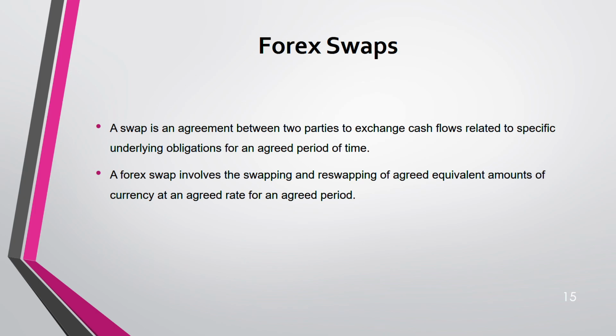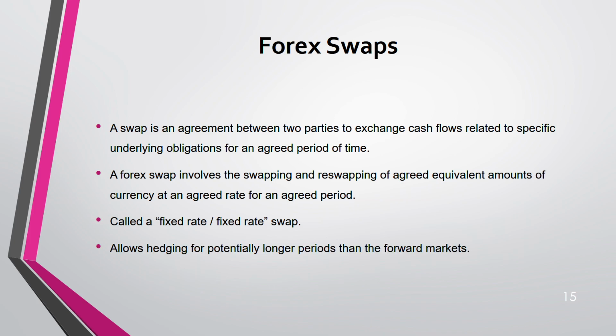Forex swap involves swapping and reswapping of an agreed equivalent amount of currency at an agreed date for an agreed period. It could be called fixed rate for a fixed rate. Why do we go for swap? Because it allows you to hedge for a longer period of time. Forward is only for a short period of time, but forex swap is for a longer period.